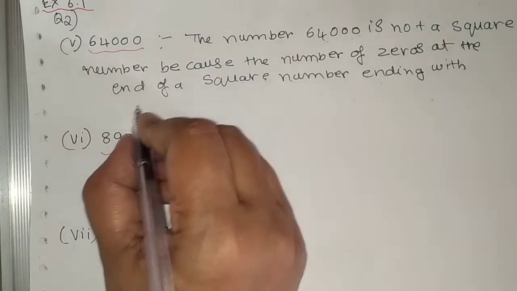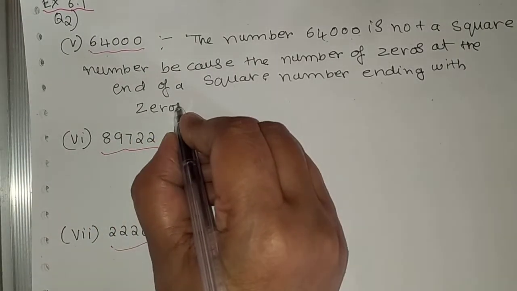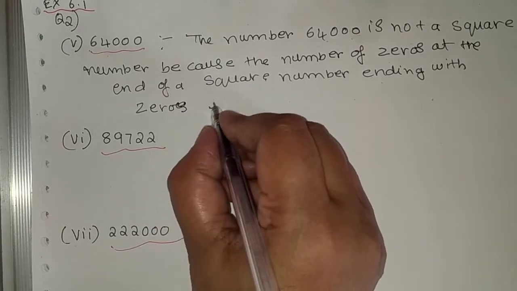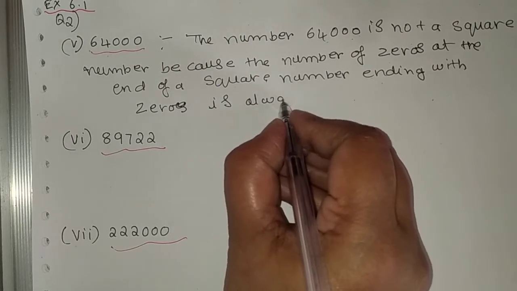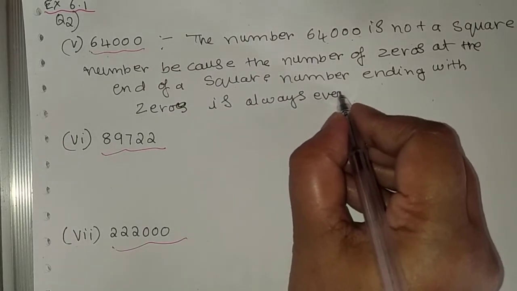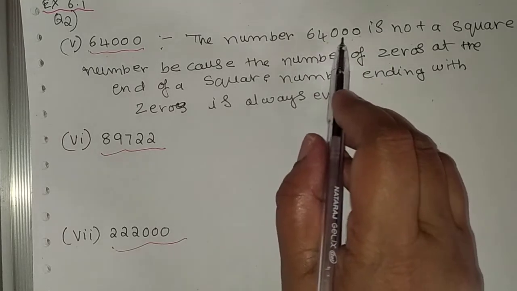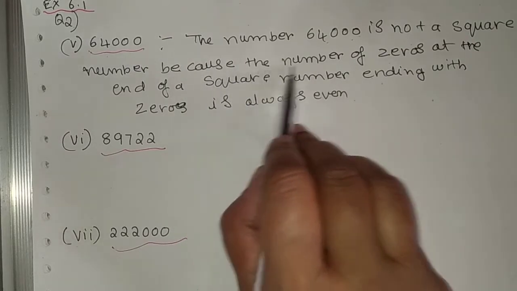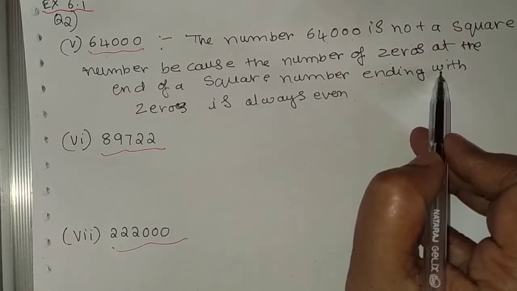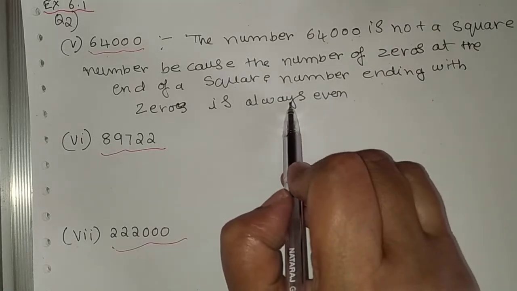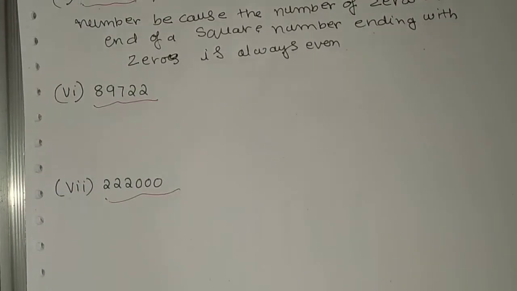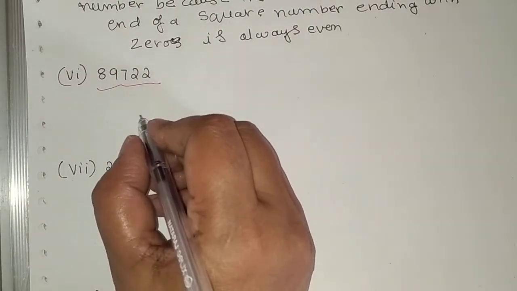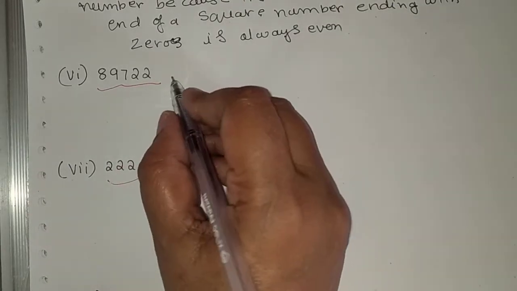So what we wrote: the number 64000 is not a square because the number of zeros at the end of a square number ending with 0 is always even. Why is it not a perfect square? Because here we have an odd number of zeros. Next, we finished this one. We move on to the seventh one.